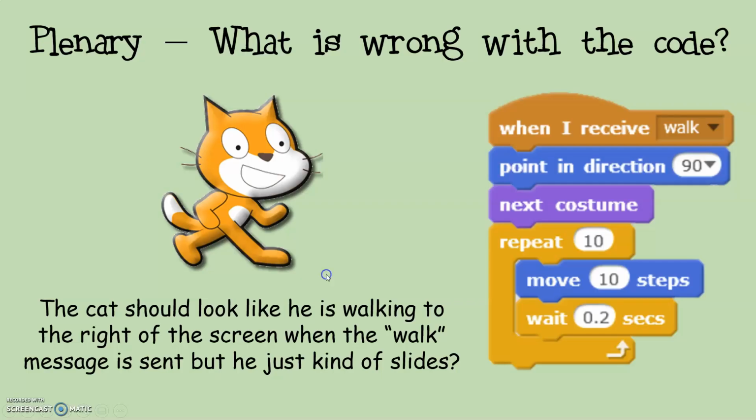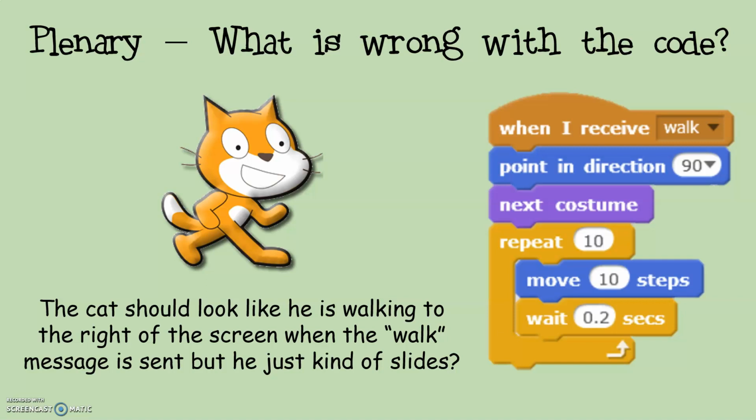Okay. Let's move on with the plenary then. So what we've got is a description. The cat should look like he is walking to the right hand side of the screen when the walk message is sent, but he just kind of slides like he's moonwalking. His legs don't move and he slides towards where he's meant to be.